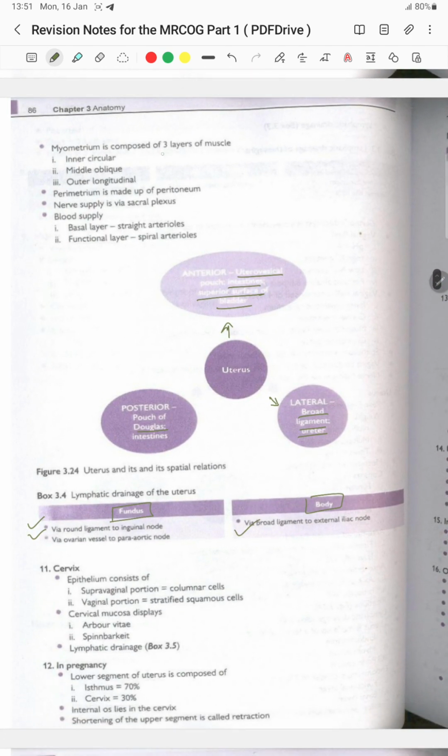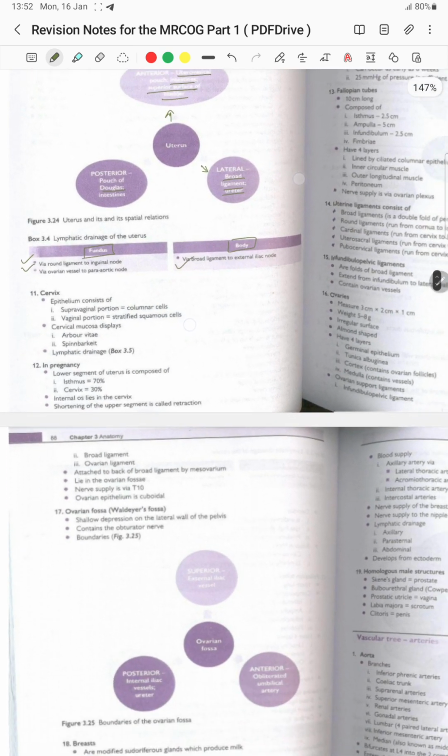The myometrium is composed of three layers of muscles: the inner circular, the middle oblique, and the outer longitudinal muscles. The perimetrium is made up of the peritoneum, and the nerve supply is by the sacral plexus, and the blood supply to the basal layer is by the straight arterioles, and to the functional layer is by the spiral arterioles.